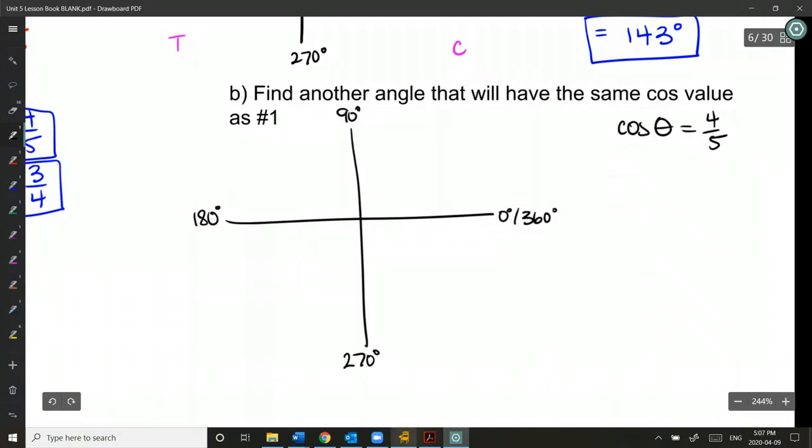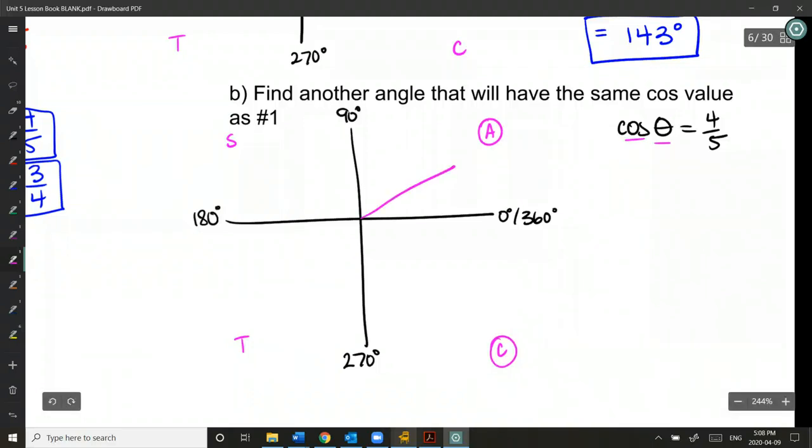Four over 5 is a positive value. If it were negative, I would of course see a negative in front of it. So I'm focusing, using the CAST rule, on quadrants that will give me a cosine of an angle which is positive. So cosine is positive in two quadrants. It's positive in the All quadrant and it's positive in its own quadrant.